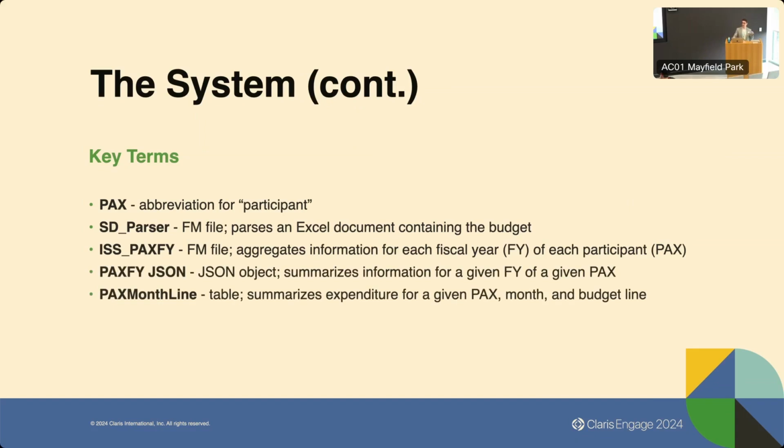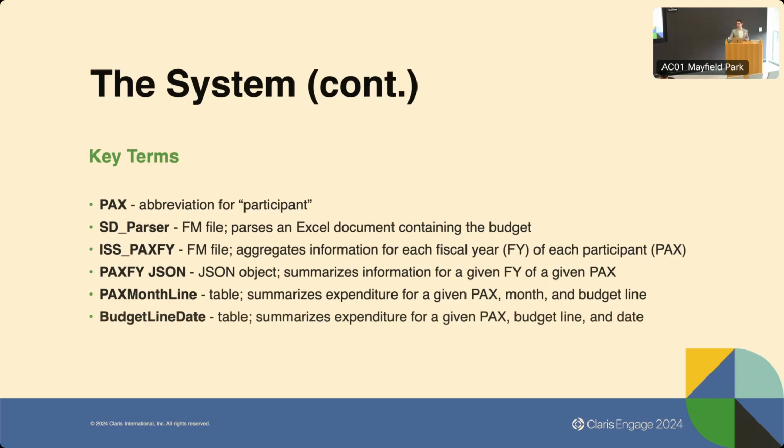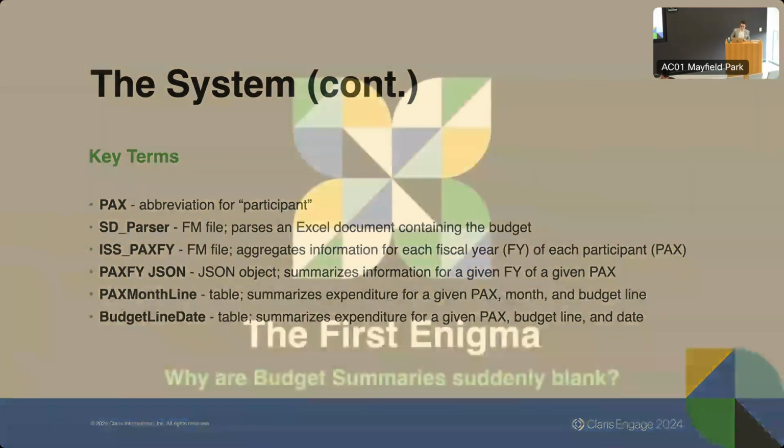Next, we have PAX monthline, which is a table. It summarizes expenditure for a given participant, for a given month, for a given budget line. That's the name, PAX monthline. And then lastly, we have budget line date. Hopefully you're finding a pattern here. This is also a table. It summarizes expenditure for a given participant, given budget line, given date. Okay, so that's set the stage. Hopefully all of that makes sense.